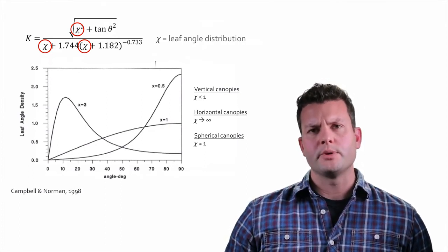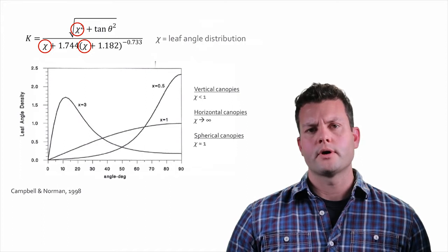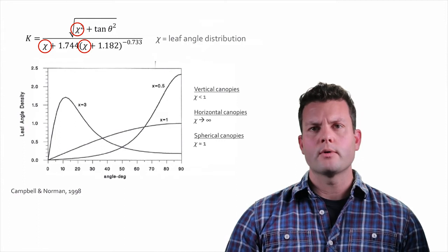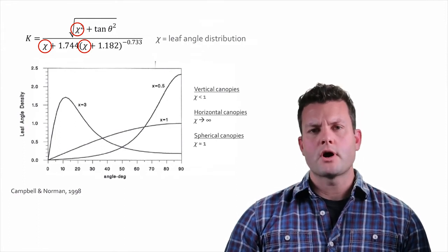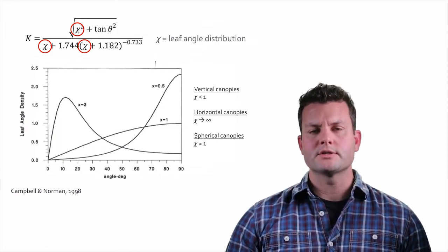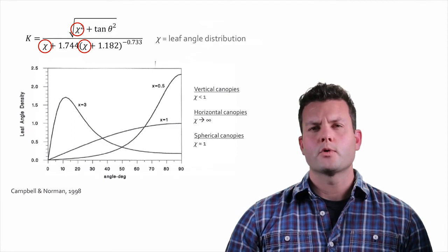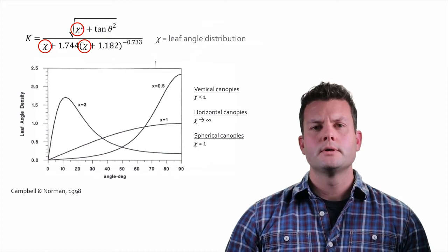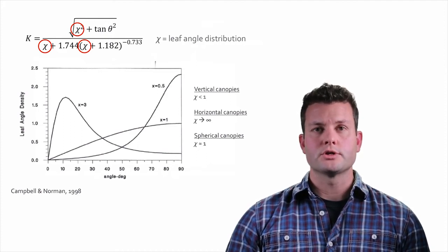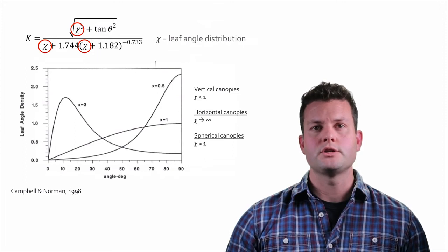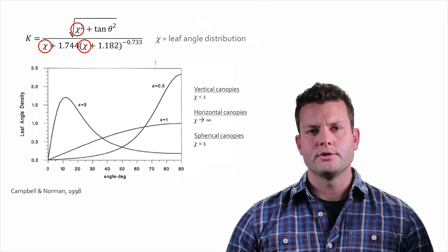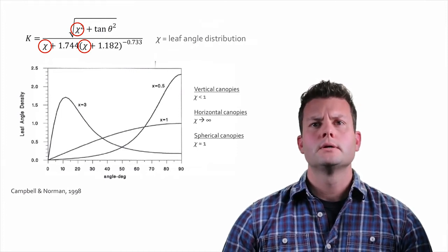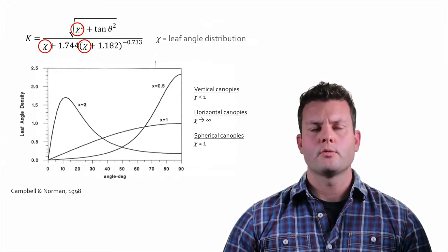Spherical canopies are canopies that are more of a mixture of both vertical and horizontal distributions, and they have chi values that are right around 1. And in fact, this is the most common. The spherical chi distribution with chi equal to 1 is the most commonly encountered distribution of leaf angles that occur in nature. And the LP80 actually uses a chi value equal to 1 by default. Now you can change that if you want, but in most cases you can get away with the default.